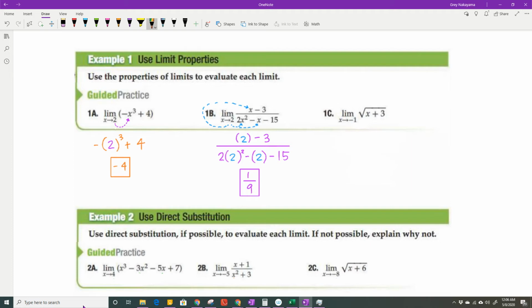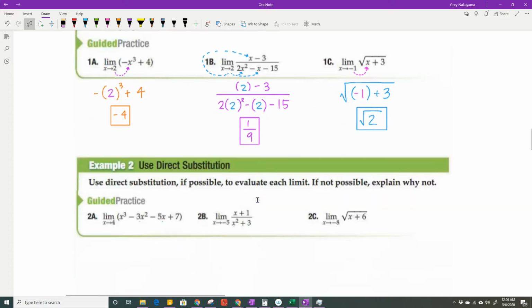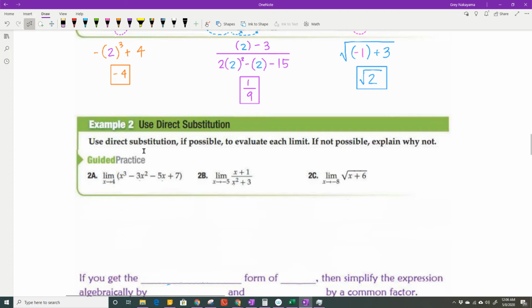Okay, last one, limit of this type. Limit as x approaches -1 of the square root of x plus 3. Again, plugging in -1 for x is going to give me the square root of 2. And that's what we have. Okay, so some more direct substitution.